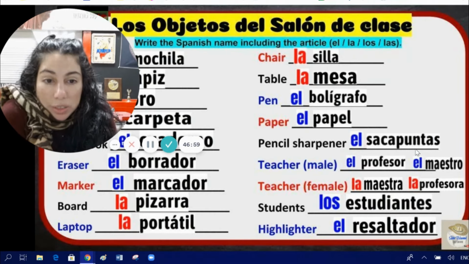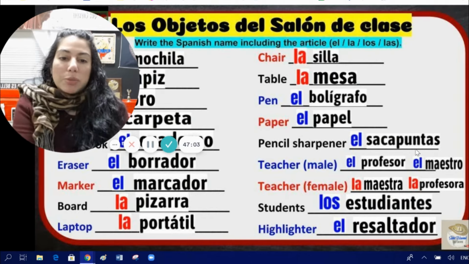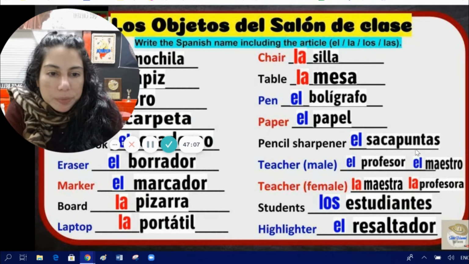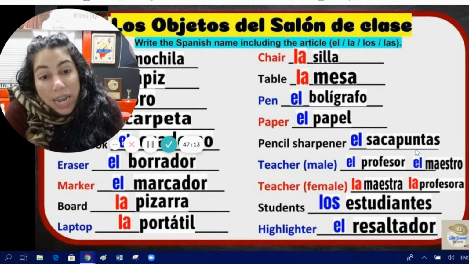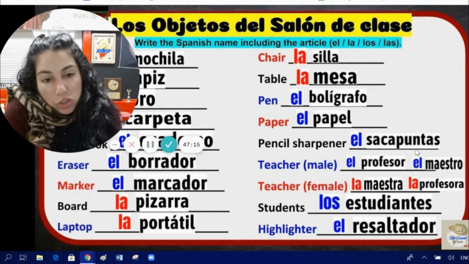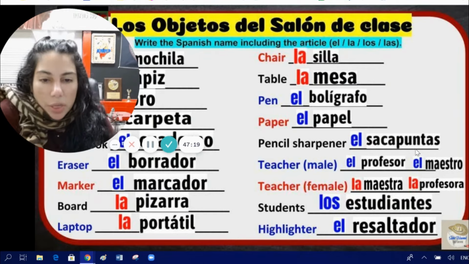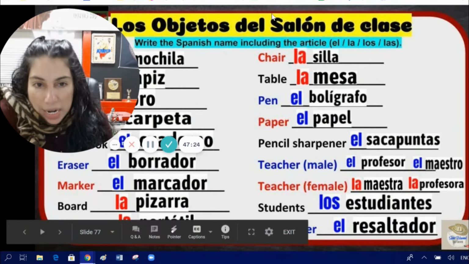Teacher, if it's a male teacher, we say el profesor or el maestro. And if it's a female teacher, we can say la maestra or la profesora. And then students, we say los estudiantes. Or you can also say las estudiantes if there's just female students. And then like highlighter, el resaltador. And there's again other words in my video that you can learn that are not in this list.